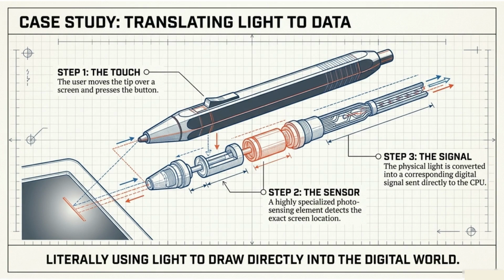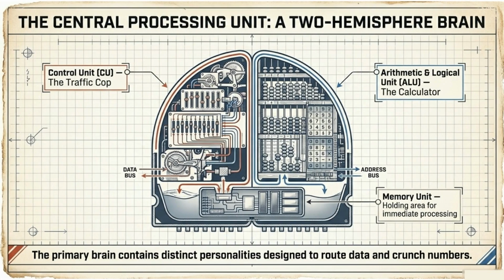As a case study, consider translating light to data with a digital pen. The physical touch is detected by a specialized sensor, which converts the light information into a digital signal sent to the CPU. The Central Processing Unit, or CPU, is the two-hemisphere brain of the machine.